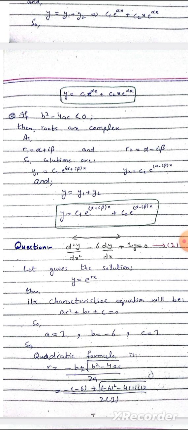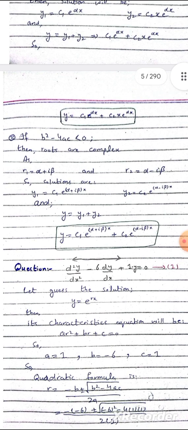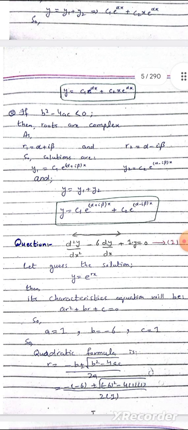And if the roots are similar and complex, as r1 is equal to alpha plus i beta and r2 is equal to alpha plus i beta, then the general equation becomes y is equal to c1 e^((alpha plus i beta) x) plus c2 x e^((alpha plus i beta) x).